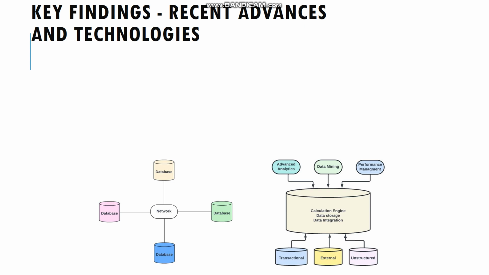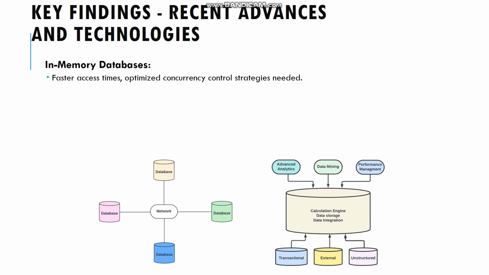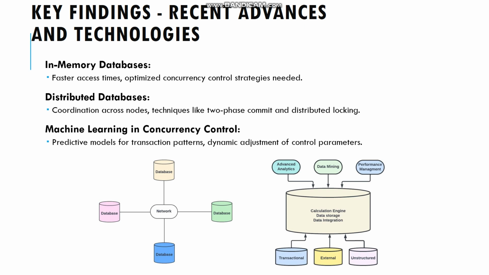So, recent advances in database concurrency control include in-memory databases, distributed databases, and the integration of machine learning. In-memory databases significantly reduce access time but require optimized concurrency strategies. Distributed databases spread data across multiple nodes, introducing new challenges in synchronization and consistency. Machine learning can predict and optimize concurrency control decisions, enhancing performance and reducing conflicts. These innovations are crucial as we move towards more complex and scalable database architectures.